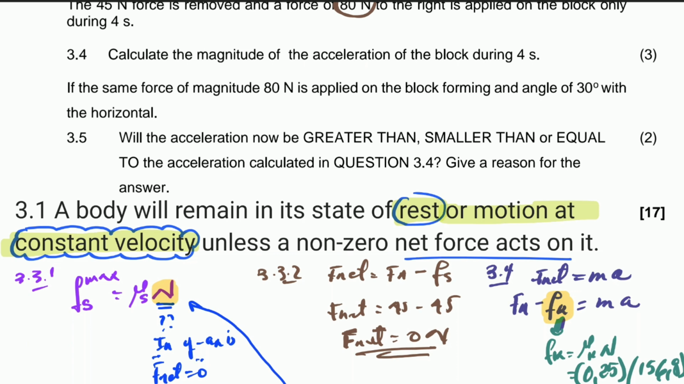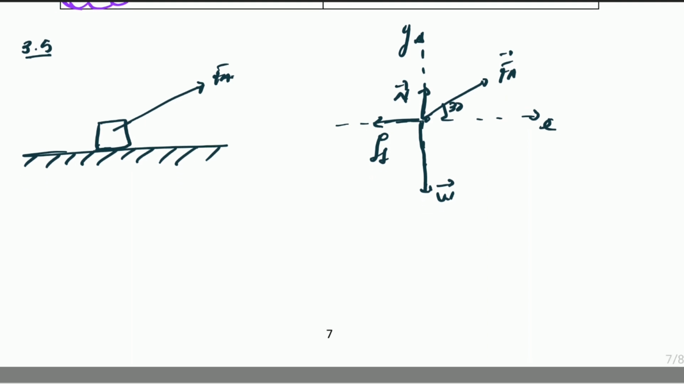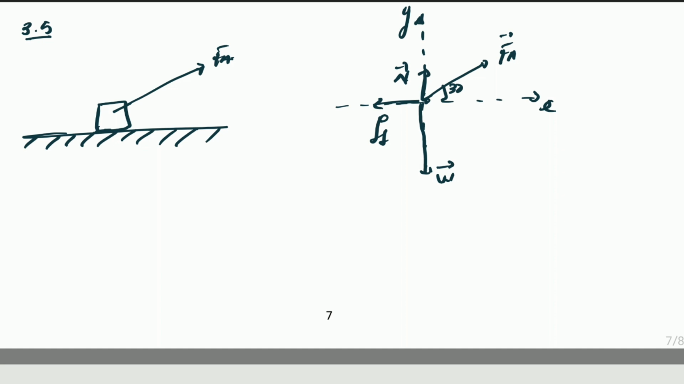Now they say if the same force of magnitude 80 Newton is applied on the block forming an angle of 30 degrees with the horizontal, will the acceleration be now greater than, smaller than, or equal to the acceleration calculated in question 3.4? Give a reason for your answer. Alright, I want you to understand this one real fast. For this question they say that now the applied force is going to have an angle of 30 degrees with the horizontal. This is the new free body diagram now. So here in the x-axis you won't have Fa, you will have Fa in x, okay? And the other component will go to the y. It's not part of the problem, but Fa in x it is.